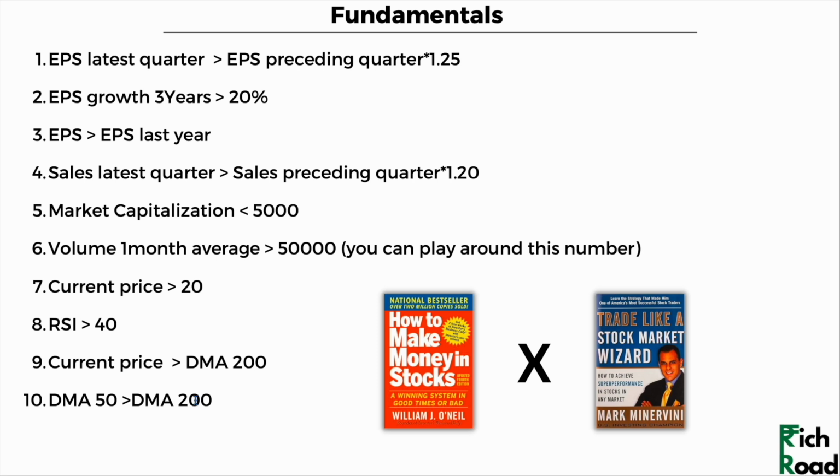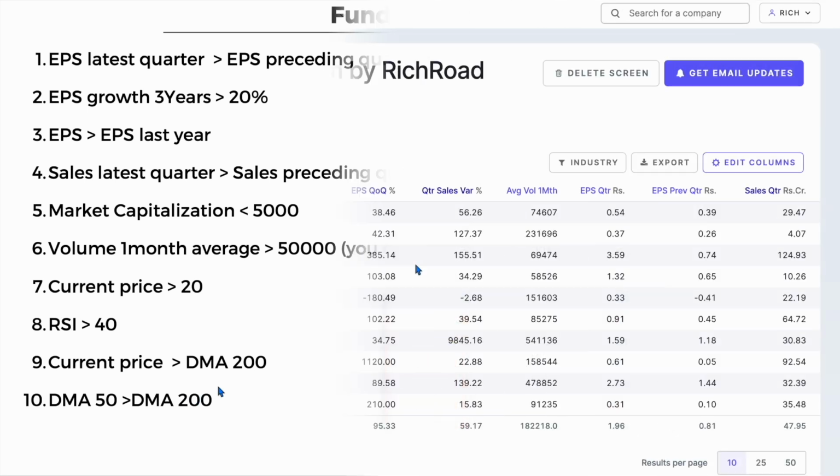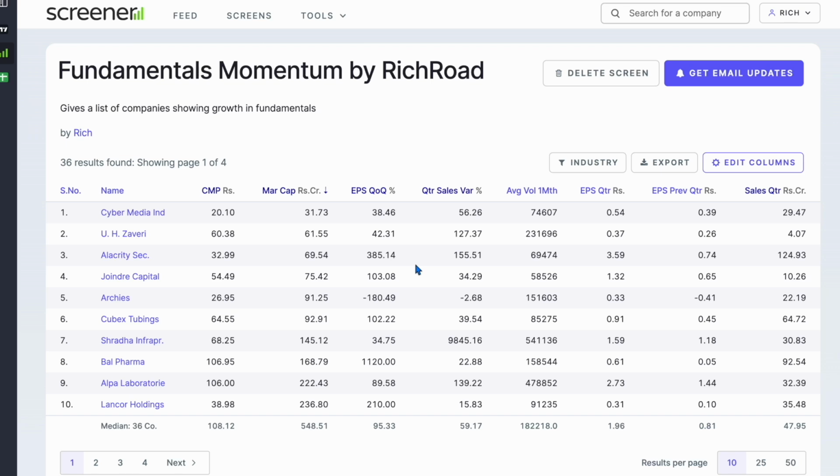So now let's go to that scan. Let's see that scan working. So now we are at the fundamental scan, and the website that I'm using is Screener, and probably the best website out there to scan for the stocks through fundamental queries.